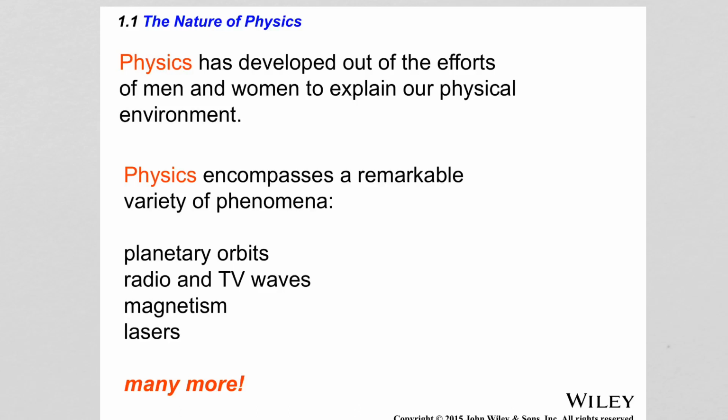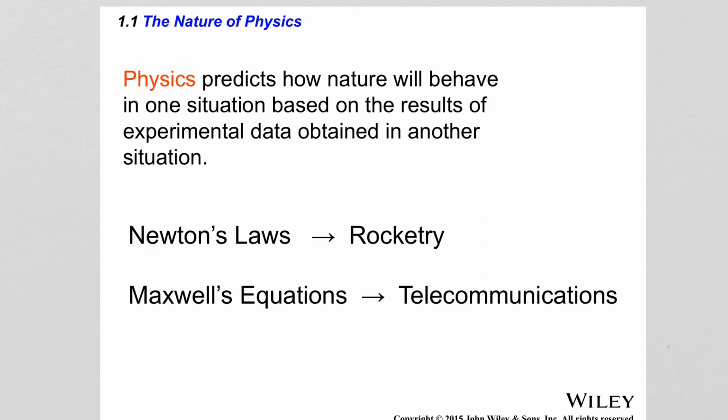And physics encompasses a large variety of phenomena. For example, planetary orbits, radio and TV waves, magnetism, lasers, optics, machinery, electronics, and so on and so forth. So physics has evolved from the observations of people of various natural phenomena.